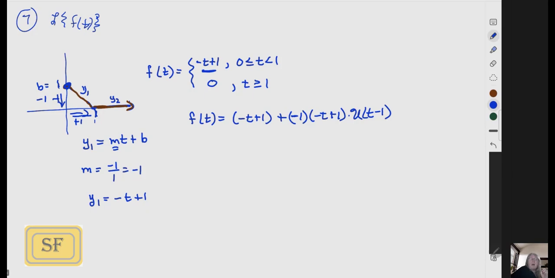So at t equals 1 and beyond, we're going to have negative t plus 1, and then this is going to be a positive t minus 1. And everything will cancel out. The negative t and positive t cancel. Positive 1, negative 1 cancels. So here's our function.